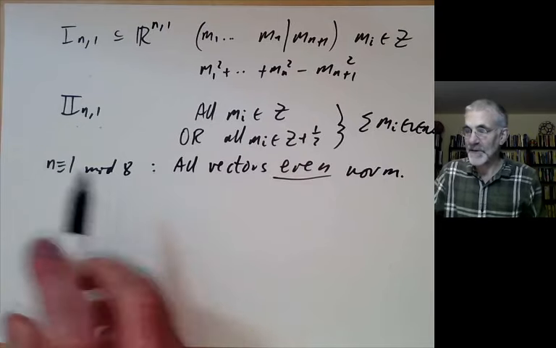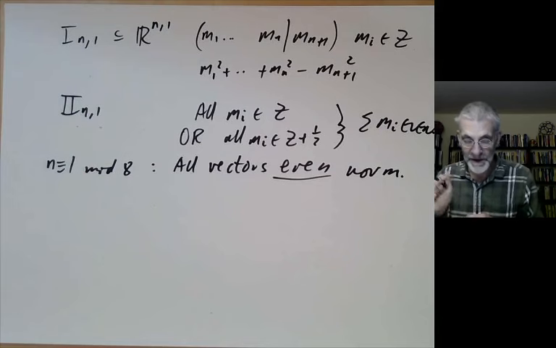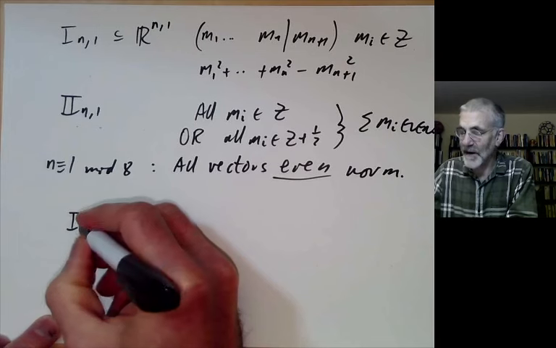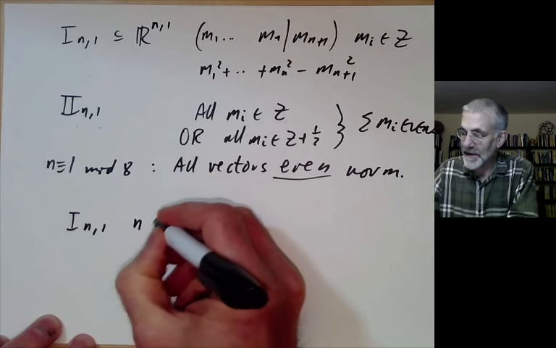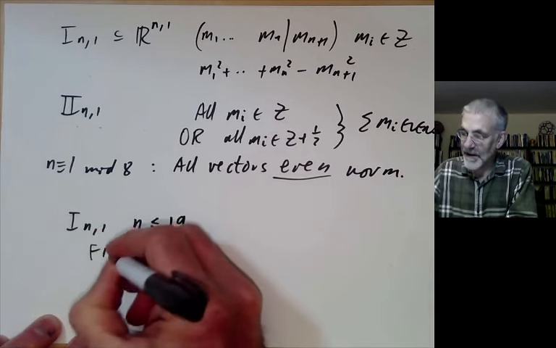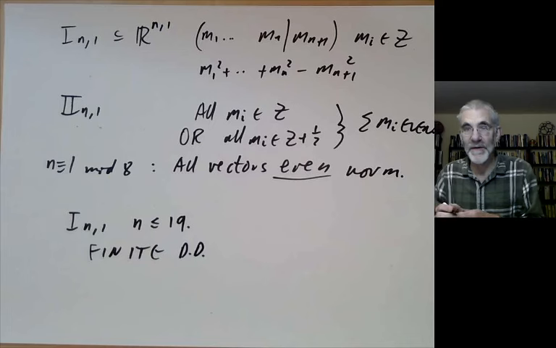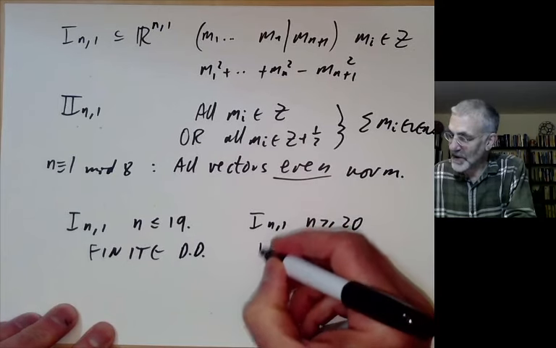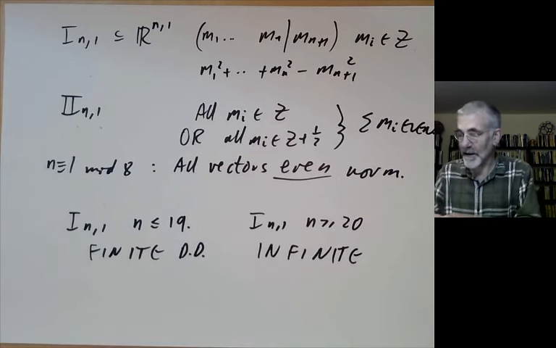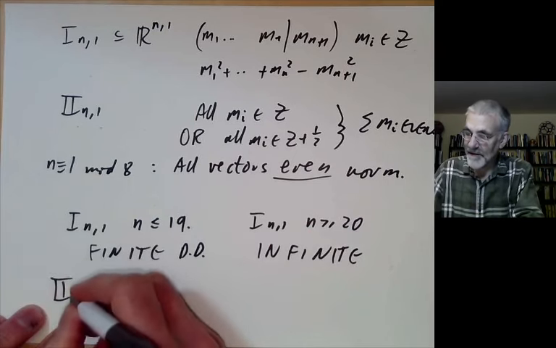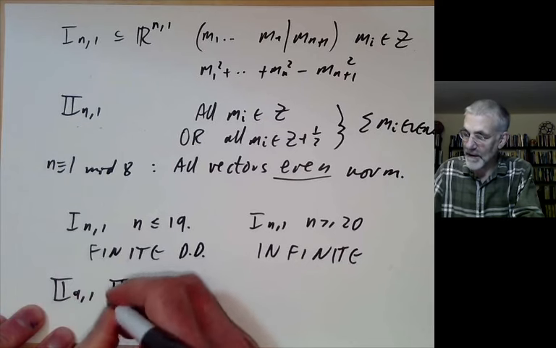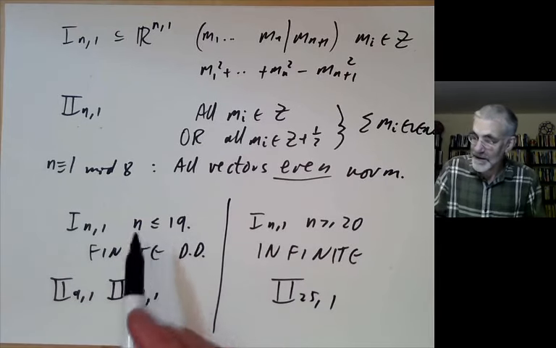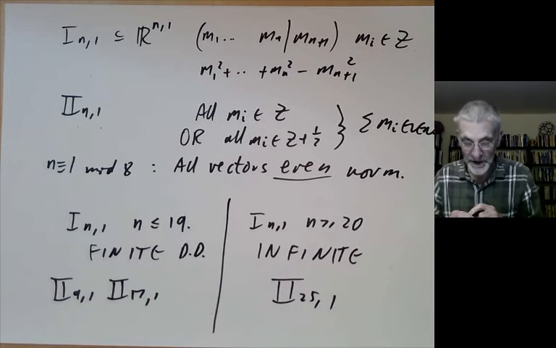What the first part of this lecture was doing was calculating the reflection groups of these lattices using Vinberg's algorithm, and we saw that we could calculate the Dynkin diagram, and we found the Dynkin diagram was finite for I(n,1) for n less than or equal to 19. So here we have a finite Dynkin diagram, and the reflection group has a fundamental domain of finite volume. But for I(n,1) for n greater than or equal to 20, Vinberg showed that the Dynkin diagram was infinite, and similarly it's finite for the even lattices II(9,1) and II(17,1), but it's infinite for II(25,1). So there's this big jump in behavior when n goes from 19 to 20.